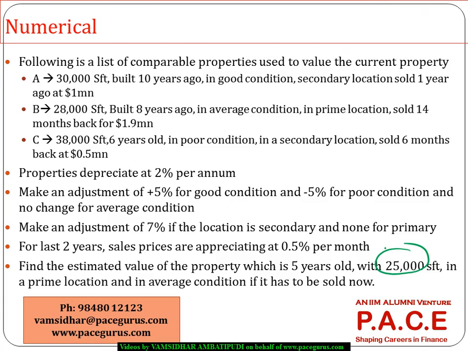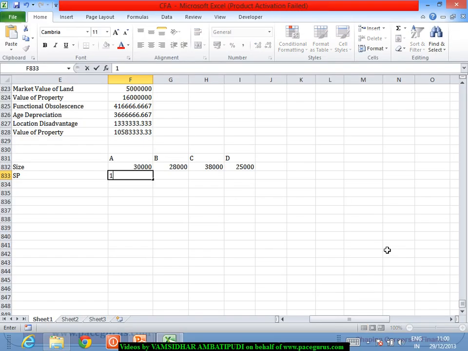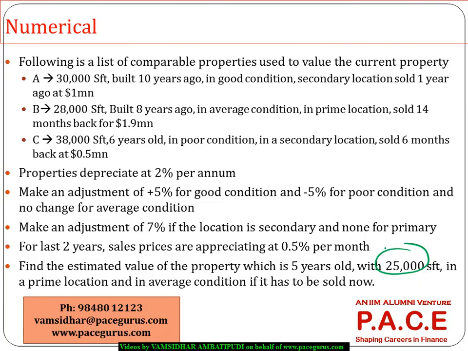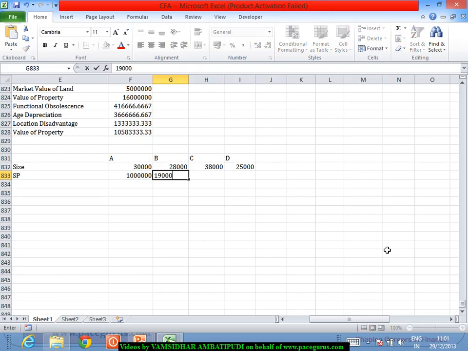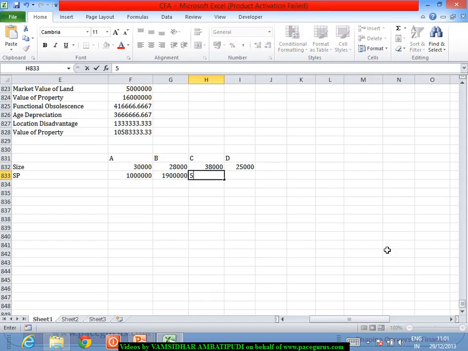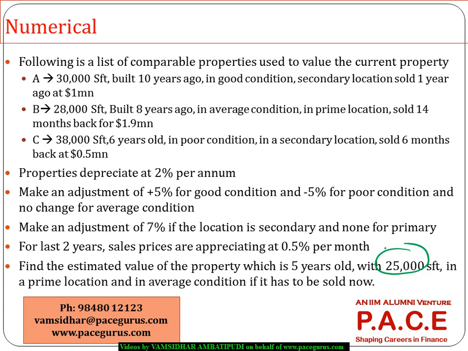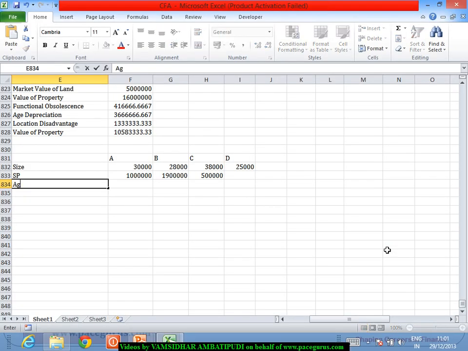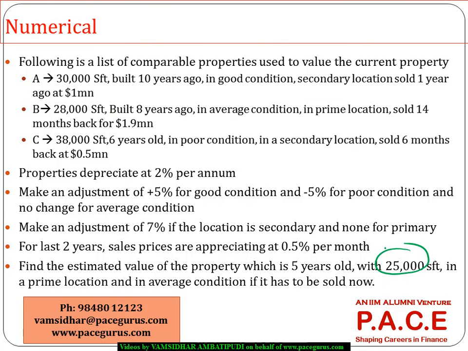The selling price for A is 1 million, and in case of B it is 1.9 million, and in case of C it is only 0.5 million, 500,000, and for D we are typically to find out what should be the selling price. When I look at the age, here this is where I will look at each one.